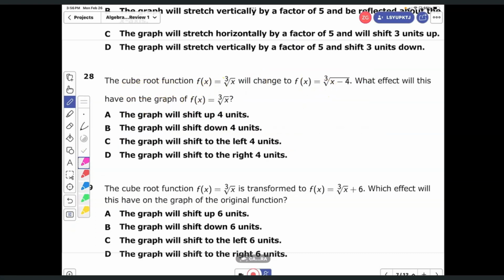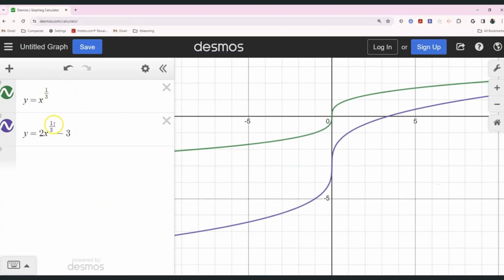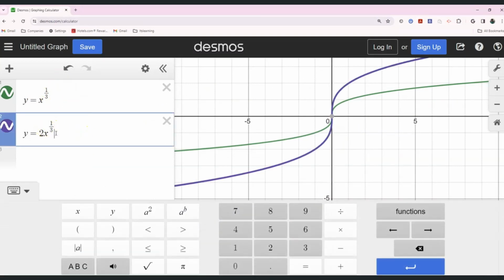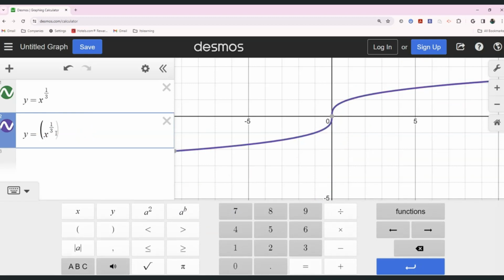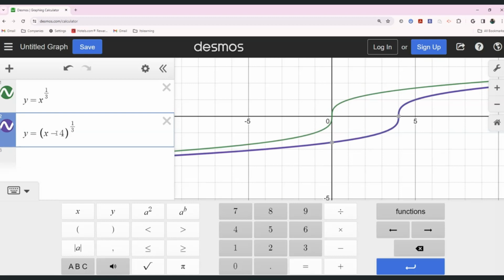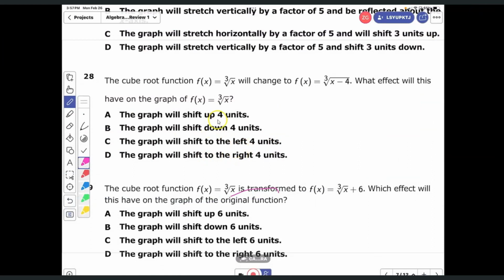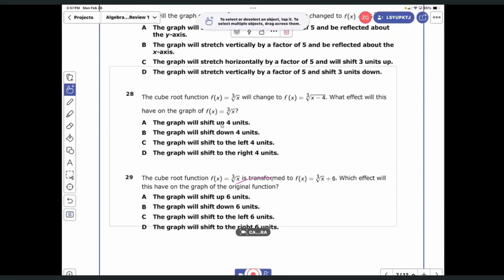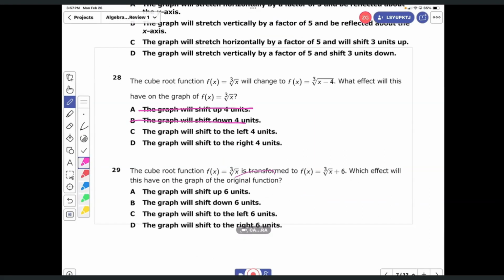What is the effect? So I'm going to come over here to Desmos. Of course, if you're using a fraction here, you have to have it outside the x minus 4. X minus 4 to the 1/3 power. You notice that it goes to the right. So you look at your answer choices. Which one goes to the right? Or this one goes down? You have to be careful. Remember that these two go under the radical. So your answer will be D. It goes to the right.